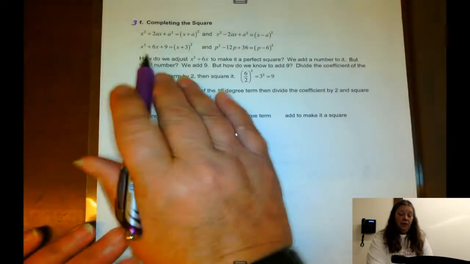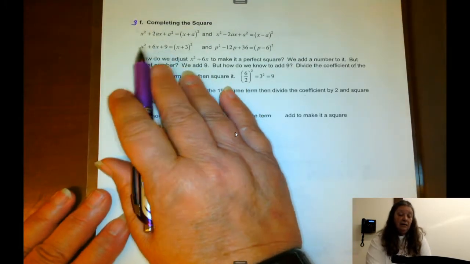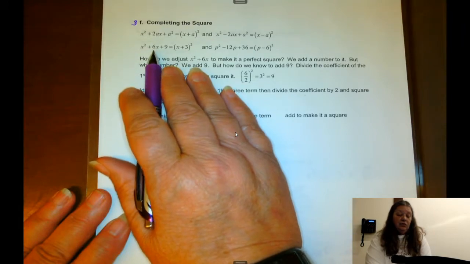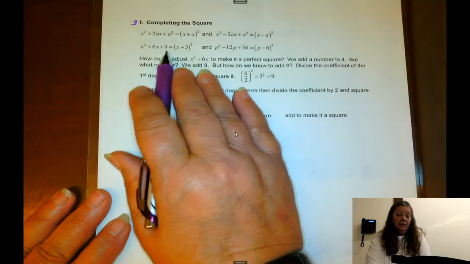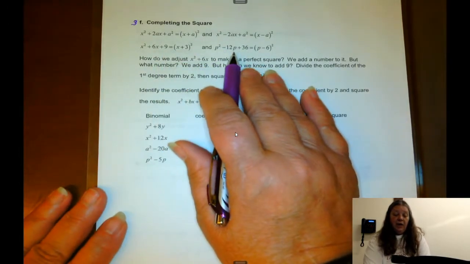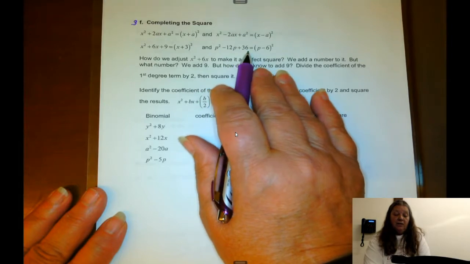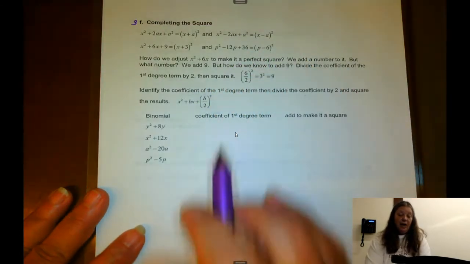So for example, if you have x squared plus 6x plus 9, the 6 would be 2 times 3, so we have x plus 3 squared. And 9 is 3 times 3. p squared minus 12p plus 36 gives us p minus 6 squared.